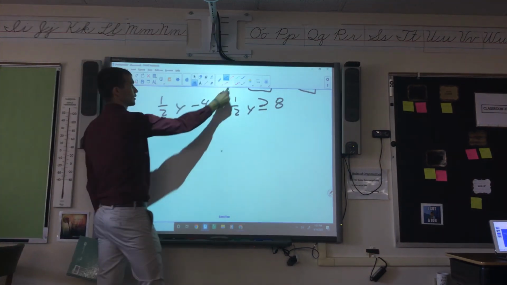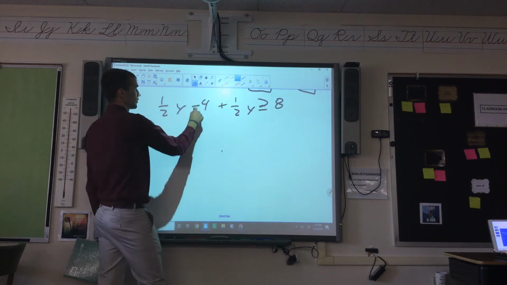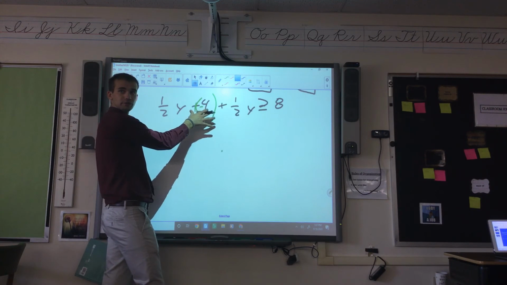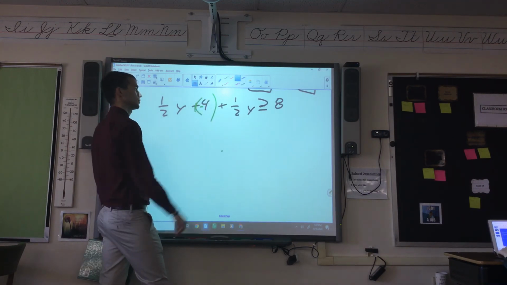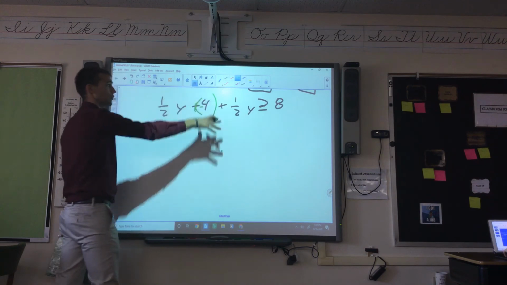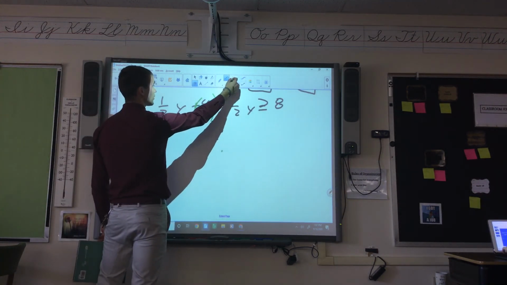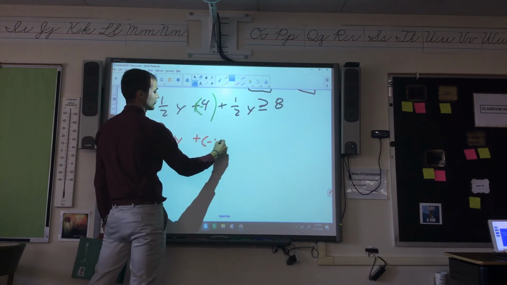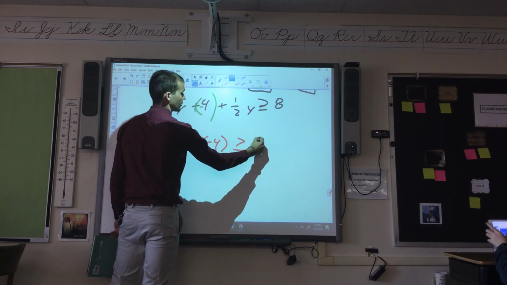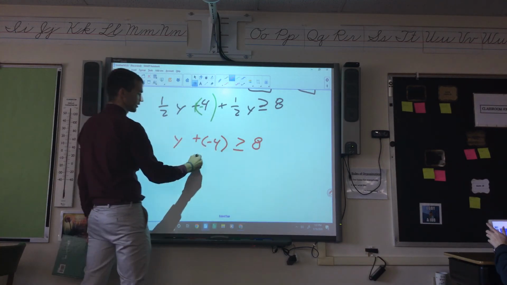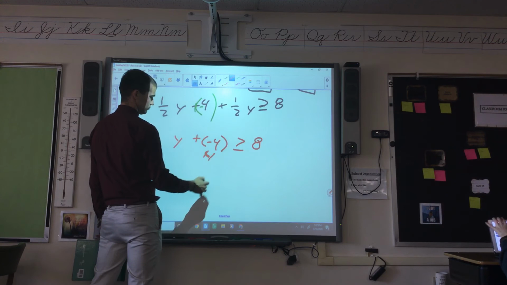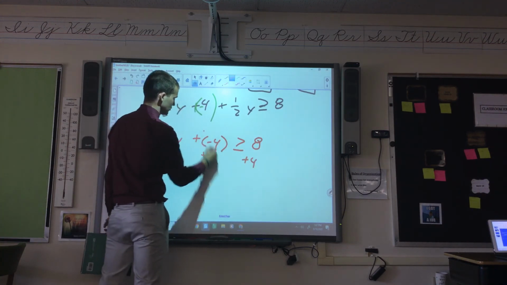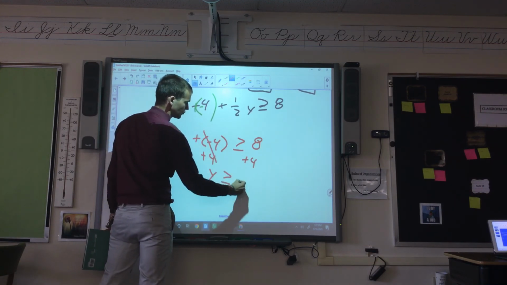So you can look at that, and again, you want to combine like terms. Yes, you can say I'm going to subtract this, but as long as you recognize that you can turn subtraction into addition of the opposite, you could rearrange like terms first if you wanted. I'm going to do that. So 1/2 y plus 1/2 y equals 1 whole y, and now I have y minus 4 is greater than or equal to 8. Then you want to get the 4 off by adding 4 to both sides. y is greater than or equal to 12.